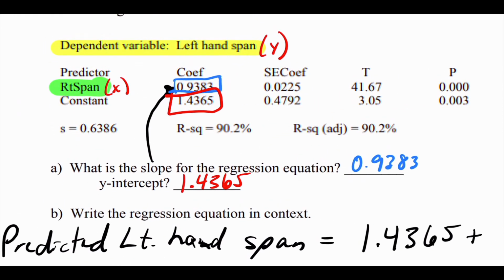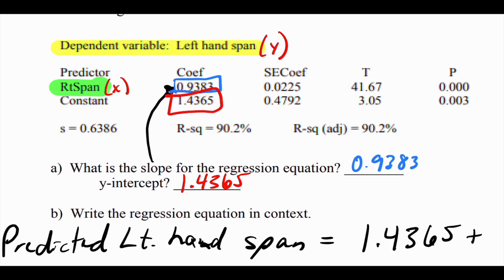When you find it, you'll have something called predictor. Sometimes it says predictor, sometimes it doesn't, but you'll have one that has something, and you'll have one that says constant. The one that says something is always going to be the x. Underneath where it says coefficient, that's always going to be the slope. And where it says constant is always going to be the y-intercept.